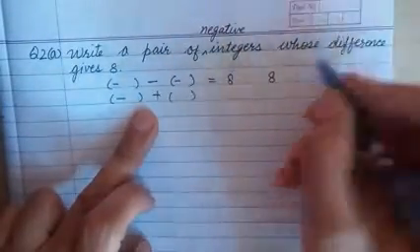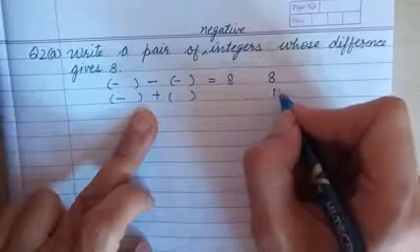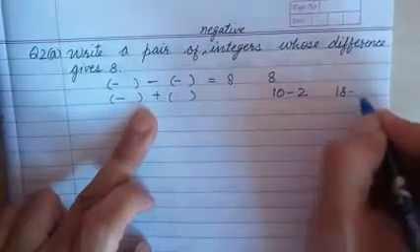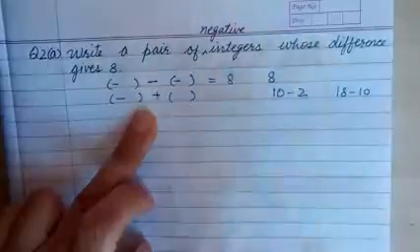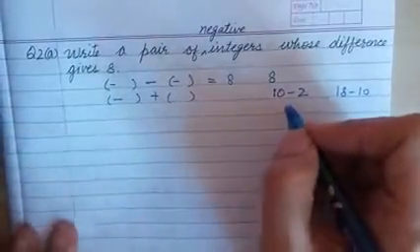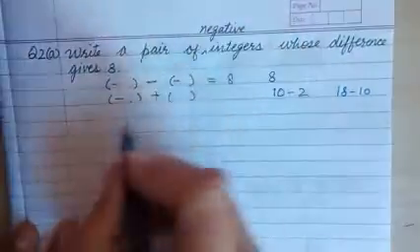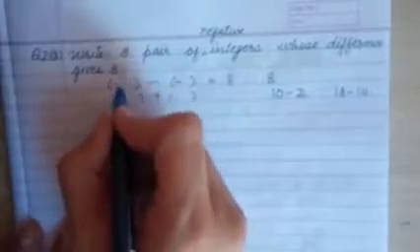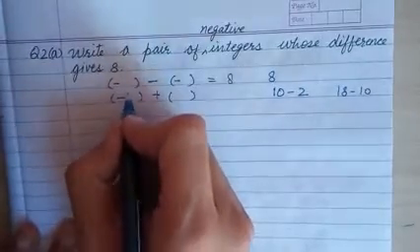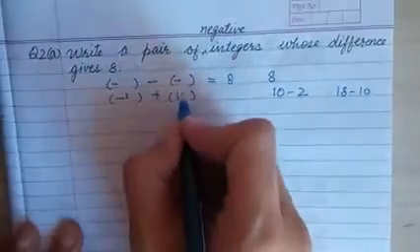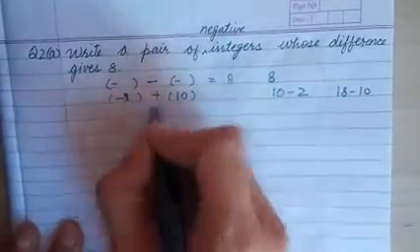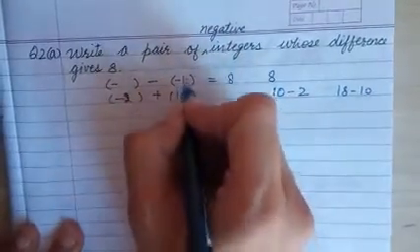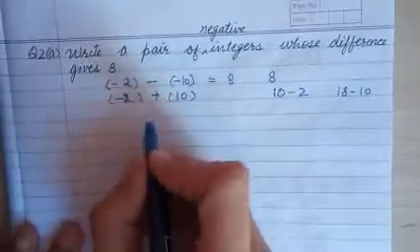So 8 can come with 10 minus 2, 18 minus 10. The situation is giving us this number 8. So here we will write the number 10. Because here we want positive, we'll write here 10 and here 2. 10 minus 2 is 8. So same here, 10 and 2.